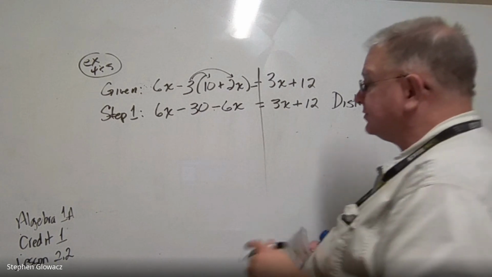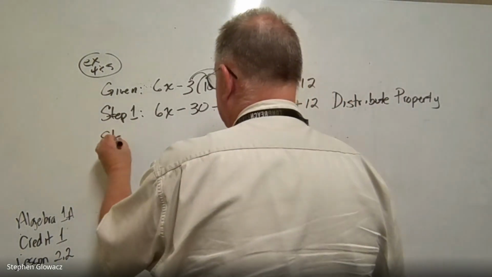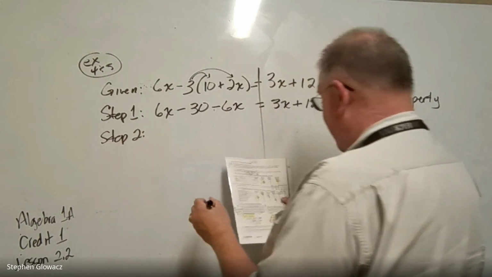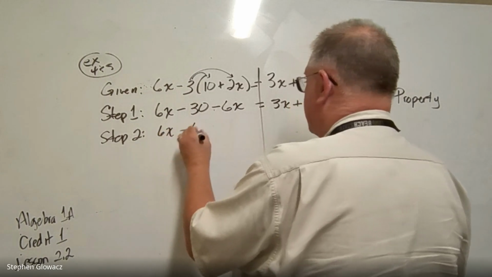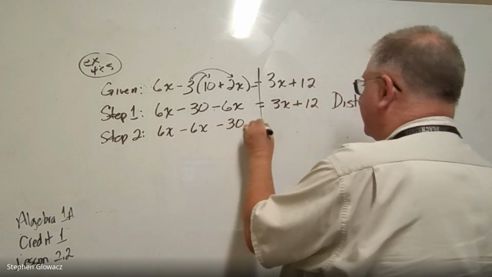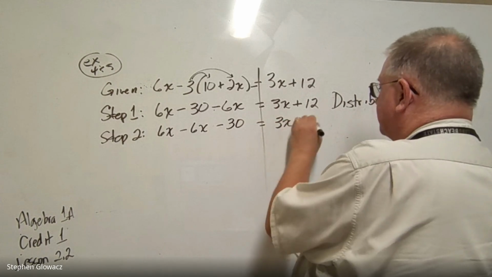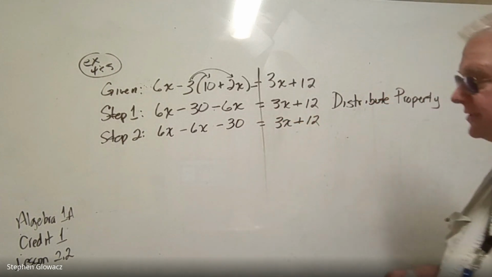All right, now to go from step 1 to step 2, on step 2 it says 6x minus 6x minus 30 equals 3x plus 12. And again, we're going to look and see what's different.